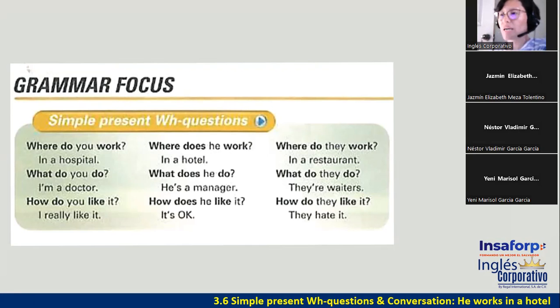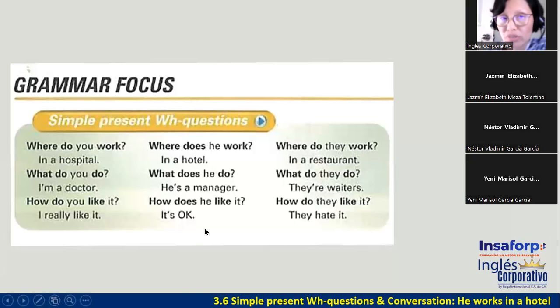¿Verdad? Luego tenemos acá las respuestas. Si es where, es un lugar. In a hospital, in a hotel, in a restaurant. Y luego tenemos what do you do? What do you do? Okay. So we have what do you do? Si es para preguntarle a otra persona, a una tercera persona, what does he do? Si es para preguntarlo en plural, what do they do? ¿Verdad? Oh, I'm a doctor. He's a manager. They're waiters.